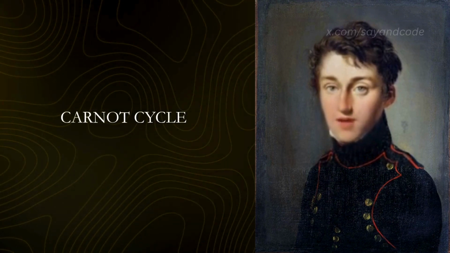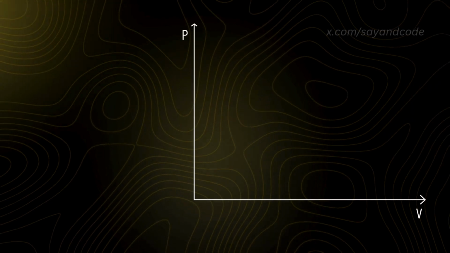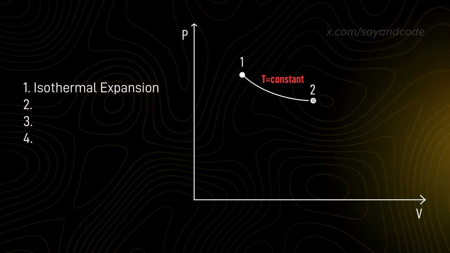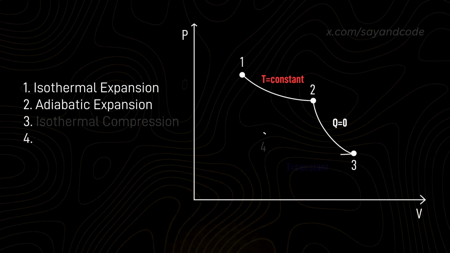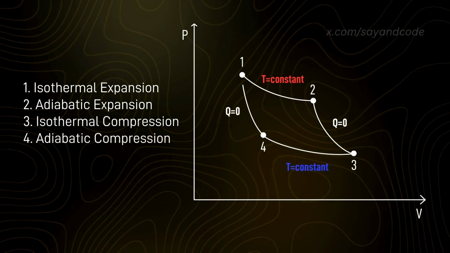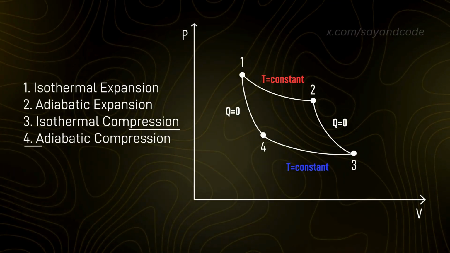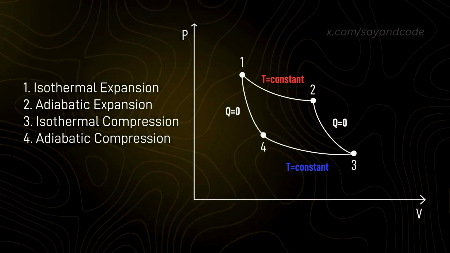He discovered that in order to have maximum efficiency, a heat engine needs to have 4 processes: isothermal expansion, adiabatic expansion, isothermal compression, and adiabatic compression. You might be thinking, why did he choose these 4 processes? Why not any other process?